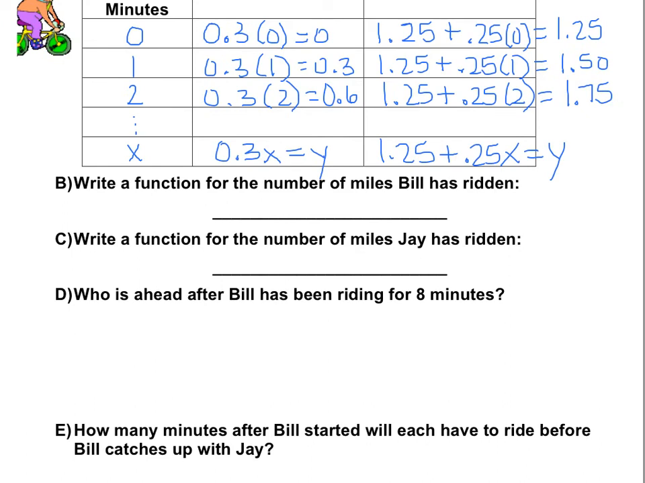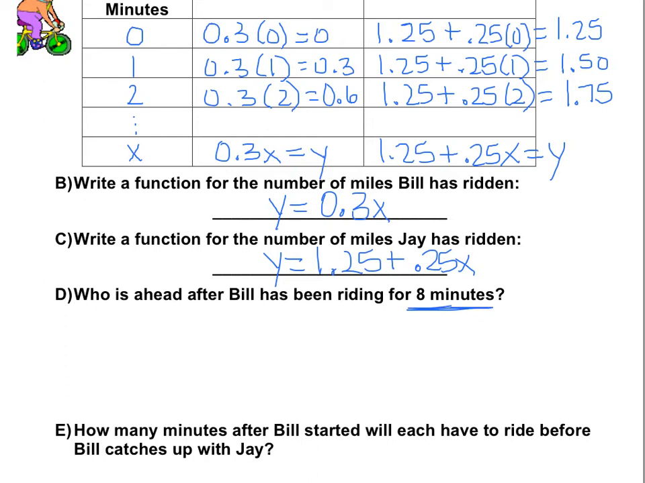Okay, so let's use these equations to answer the question. It says write a function for the number of miles that Bill has ridden. So that's y equals 0.3x. And then write a function for the number of miles Jay has ridden. So y equals 1.25 plus 0.25x. And then it said, who is ahead after Bill has been riding for 8 minutes?